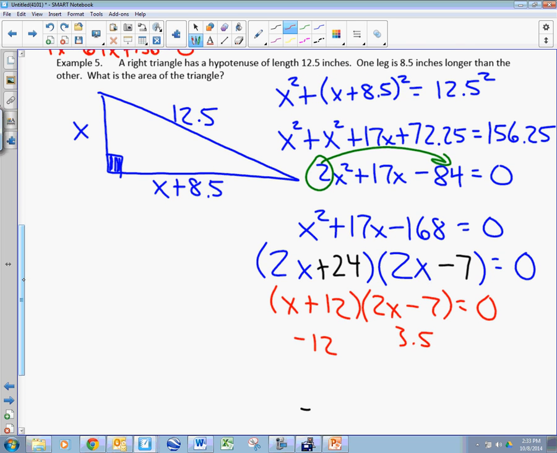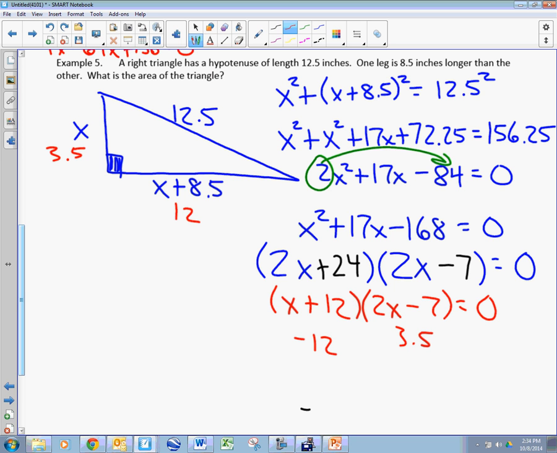So does the negative 12 work in the problem? No. So x is 3.5. And so that side's 3.5. What's that side? 12. Have I answered the question? The question is the area.